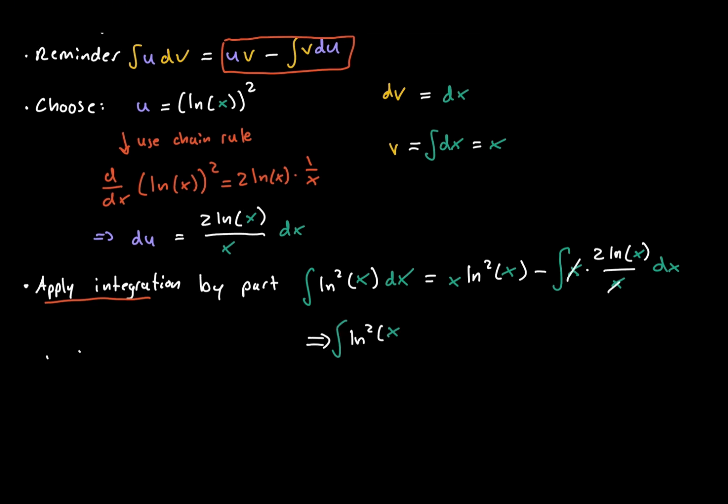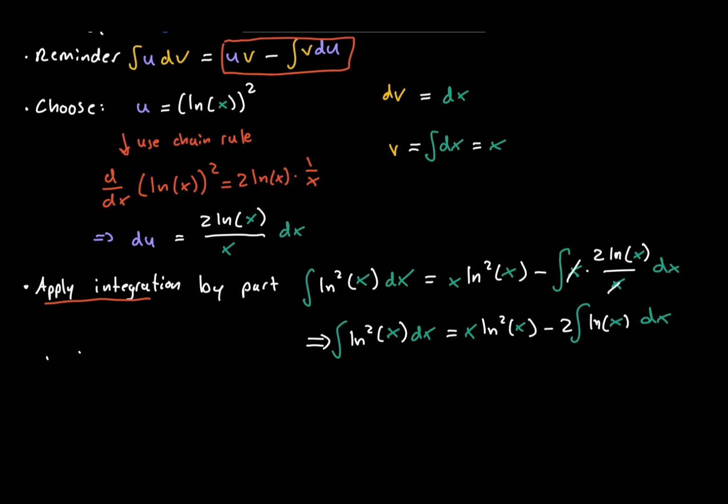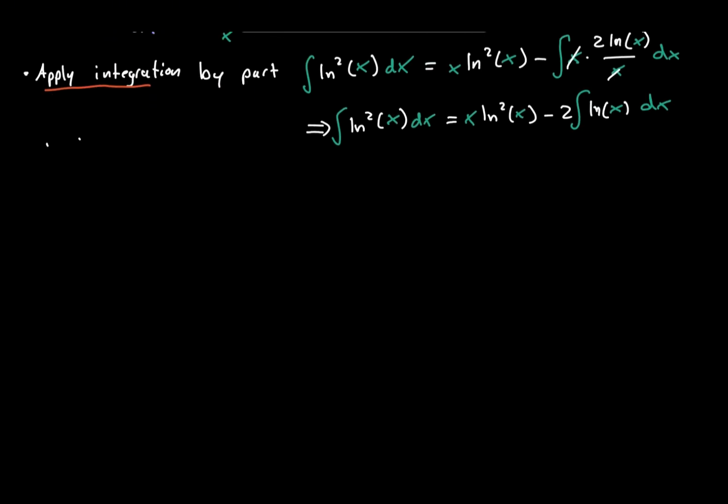Now factor out the 2. So we get x natural log squared x minus 2 times the integral of natural log of x. Now we use a known result. Quick reminder, the integral of natural log of x is x natural log of x minus x.